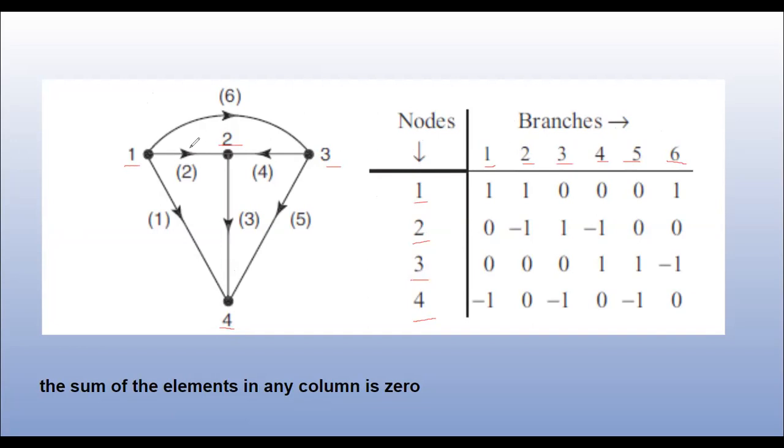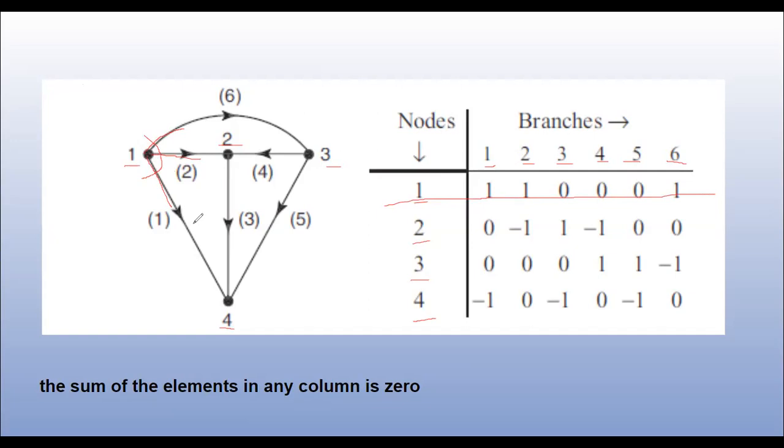We can see that at node 1, which branches are incident on this node? Branch number 1, branch number 2, and branch number 6. Now we will pay attention to the orientations of these. Let us start. For this first row, we are considering node 1.